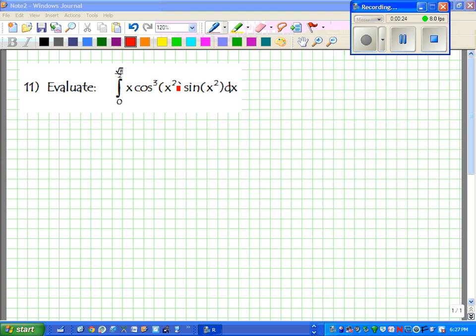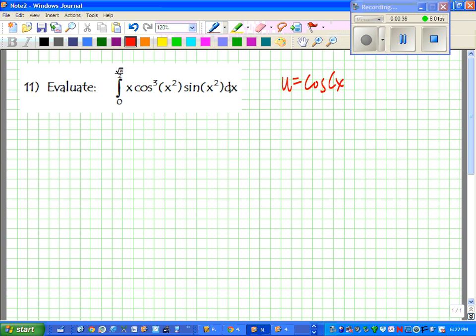In this case, we have sine and cosine in our integral. If we have both of those in our integral and one of them's raised to a power, like here, whichever one's raised to the power is what we want to make our u. So u is going to be cosine of x squared.